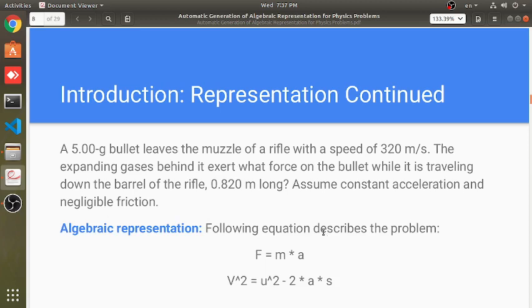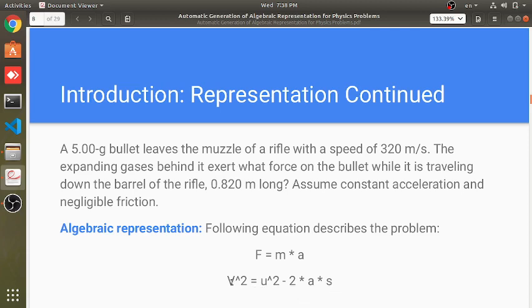Coming to the final one, the algebraic representation, which is the focus of our study. Here two different equations have been used: F equals ma, which is force equals mass into acceleration, and the second one is v squared equals u squared minus 2as.